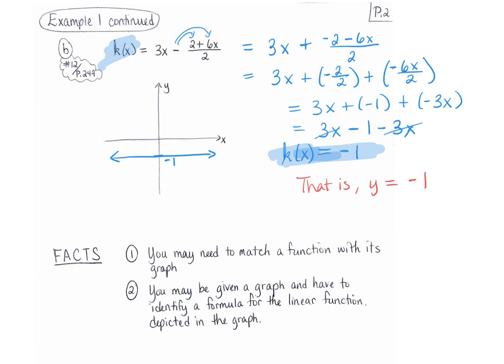That's the graph. Now, a few facts you need to know. One, you may need to match a function with its graph. And two, you may be given a graph and have to identify a formula for the linear function depicted in the graph. In other words, you'd have to use your slope and intercepts, or find 2 points on a line and then identify the slope, to write down the important information to write down your function.